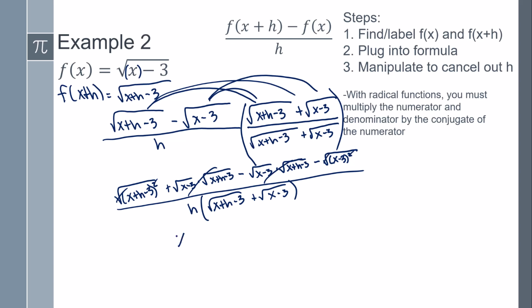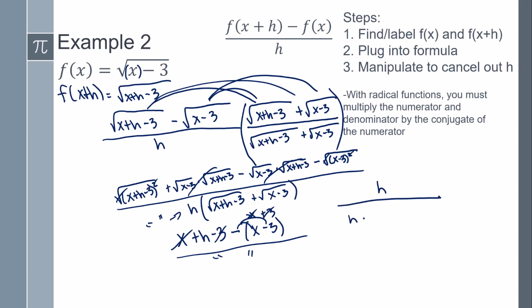So I'm left with x plus h minus 3 minus x minus 3. That negative distributes, so I get negative x and plus 3. I'm just going to say that this is that, just to save us some time. So the x and the negative x cancel out. The negative 3 and the positive 3 cancel out. And so I'm left with h over h times the conjugate, the h's cancel out. And that's my answer.